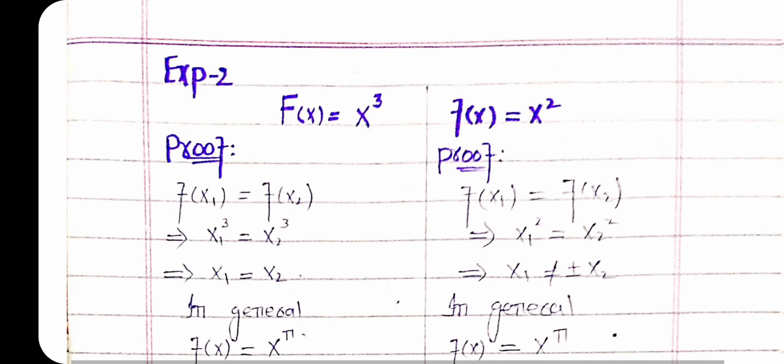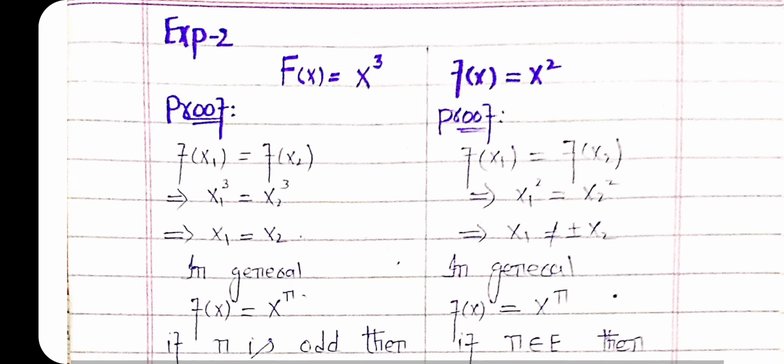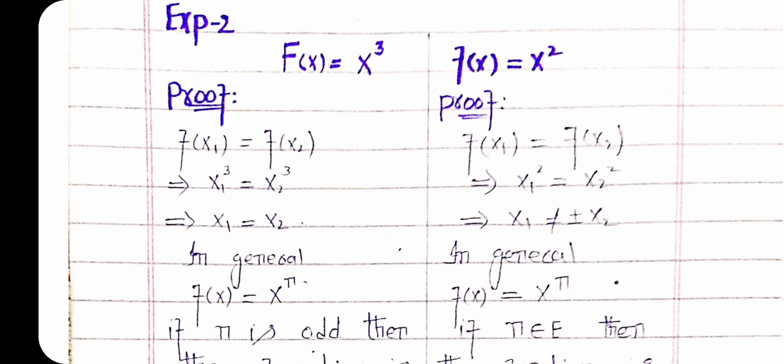Next, we have some examples like f of x is equal to x cube and f of x is equal to x square. In these cases, we have to check whether these are one-to-one functions or not. First of all, in the case of x cube, as f of x1 is equal to f of x2, we consider the images of two elements to be equal, and we have to show that these elements are also equal. Here f of x1 is equal to x1 cube and f of x2 is equal to x2 cube. It means x1 is equal to x2, so we can clearly see that this is a one-to-one function.